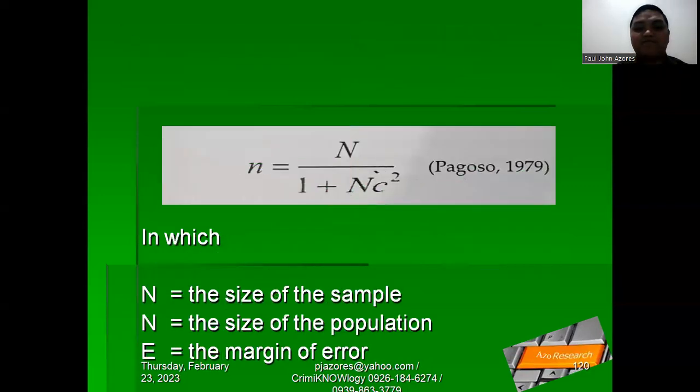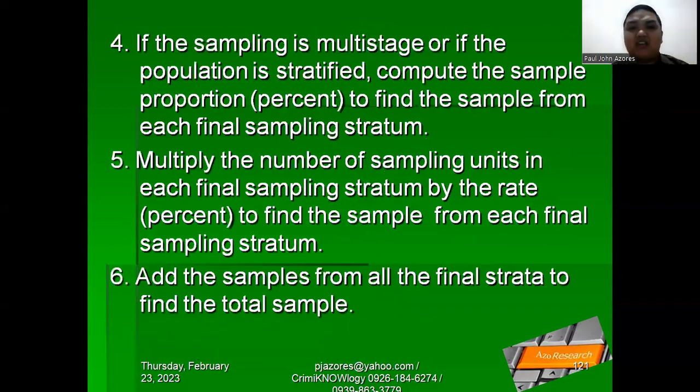Example is this. If the sampling is multi-stage or if the population is stratified, compute the sample proportion or the percent. Then find the sample from each final sampling stratum. Ibig sabihin, kung iba't iba yung strata ng iyong mga population, then each strata, kunin mo yung kanilang percentage and then saka mo kunin yung sample doon. Multiply the number of the sampling units in each final sampling stratum by the rate or percent to find the sample from each final sampling stratum.